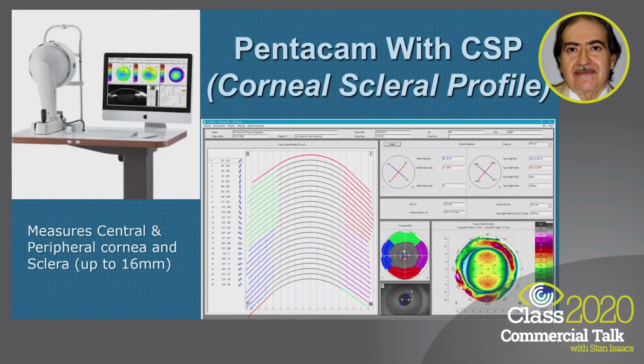Now, the real crux of today's talk is to discuss Pentacam with CSP, which is corneal scleral profiling, where the Pentacam measures the cornea 360 degrees and gives us estimates of the sagittal height in all directions. And you can design a lens in all directions where you have 360 degrees of the edge of the lens come round through the sclera and give you a perfect fit. And you can measure up to about 16 to 18 millimeters of the sclera from the center of the cornea.